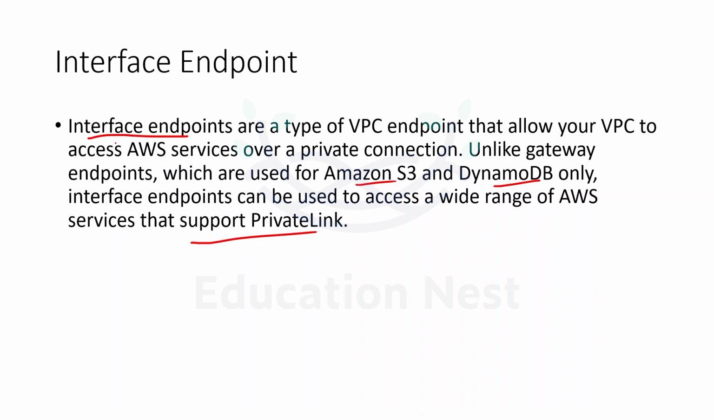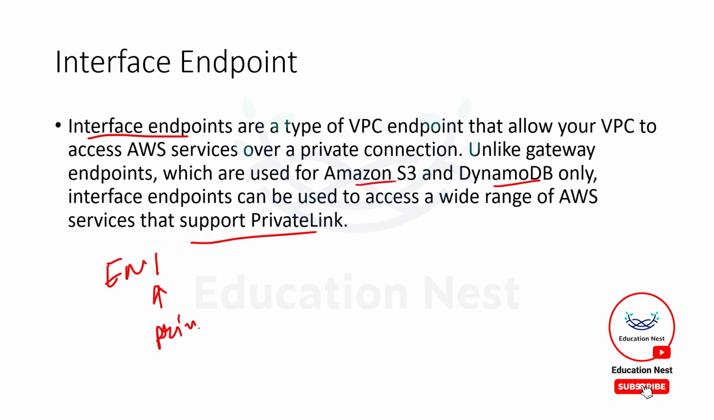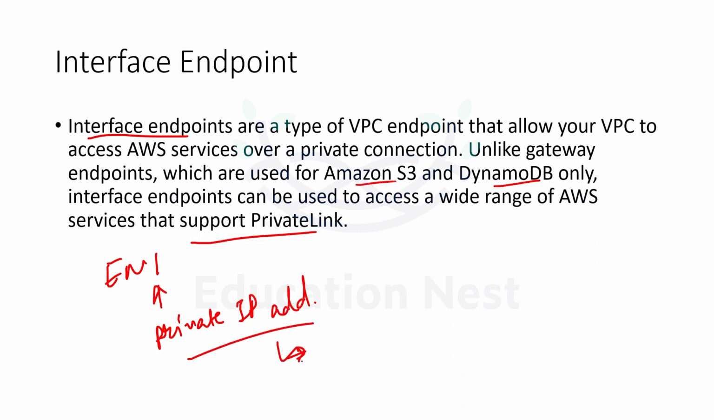When you create an interface endpoint in the VPC, AWS creates an elastic network interface in your subnet that serves as the endpoint for the specified service. This ENI is assigned one private IP address. And where would this private IP address come from? It would come from the CIDR range of your subnet, right? So the private IP address would be used up when you create your interface endpoint. You have to take care of that.